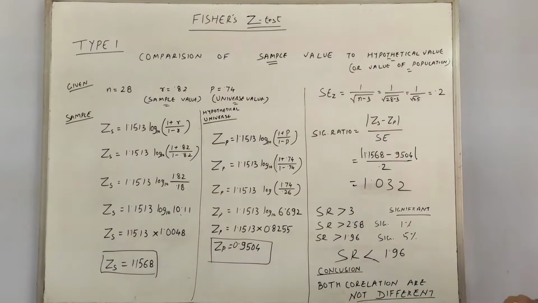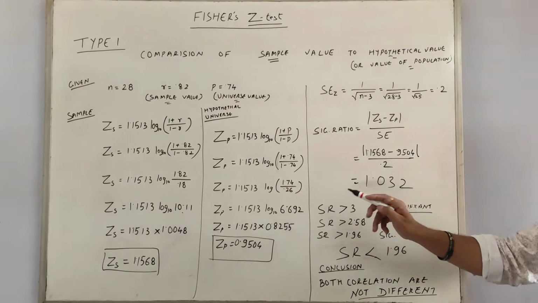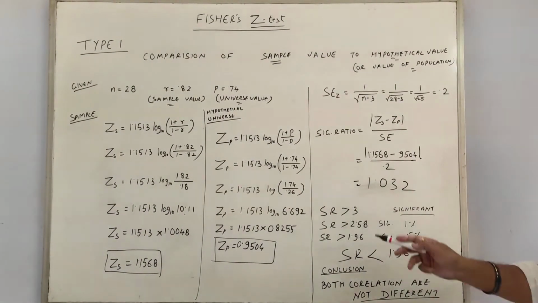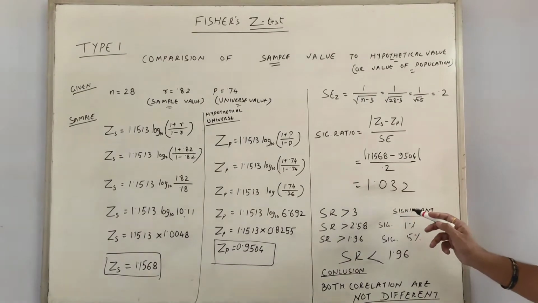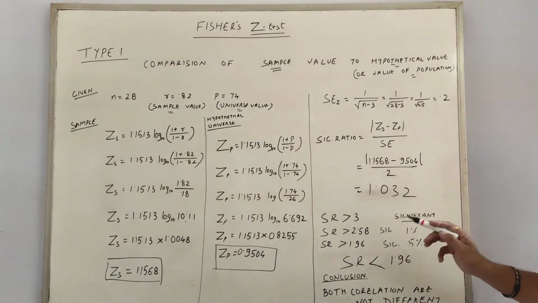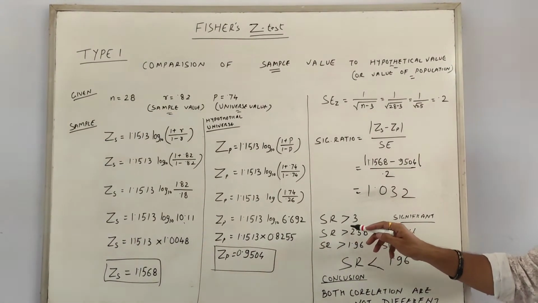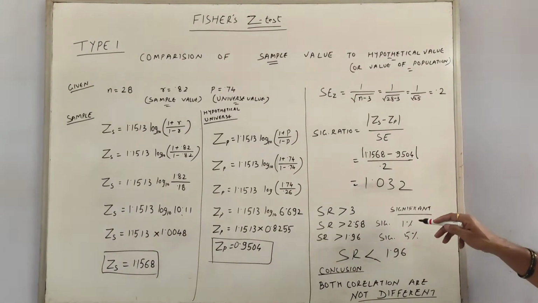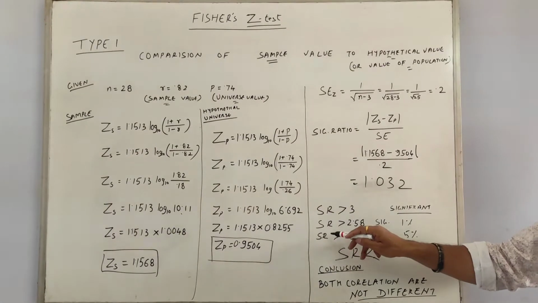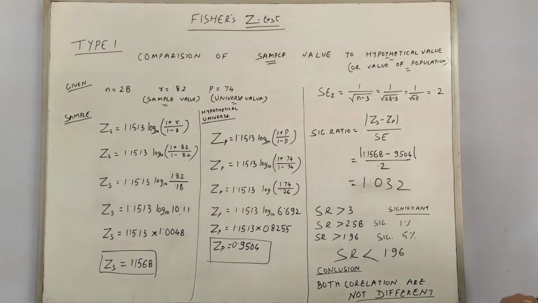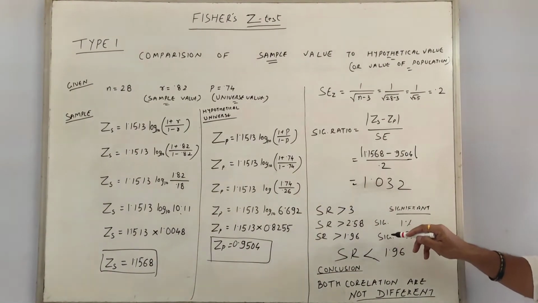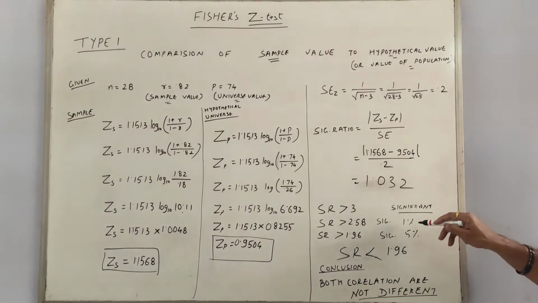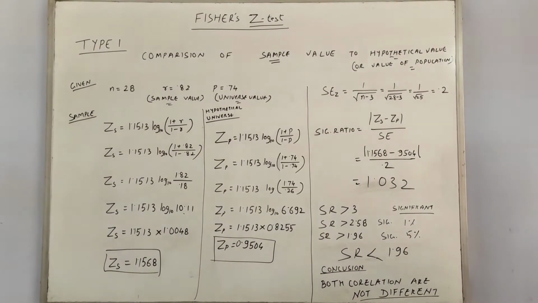Now the interesting thing is, if the calculated significant ratio is greater than 3, the difference is totally significant. If it is greater than 2.58, the difference is significant to the extent of 1%. If the significant ratio is greater than 1.96, then the difference is significant to the extent of 5%. That means a 5% probability is there.